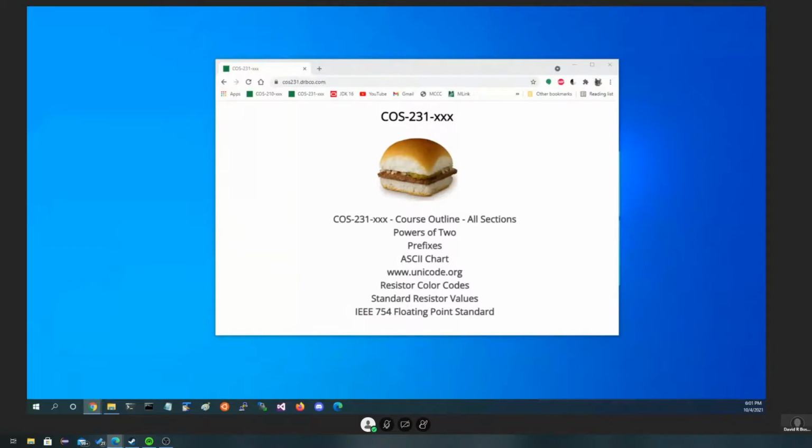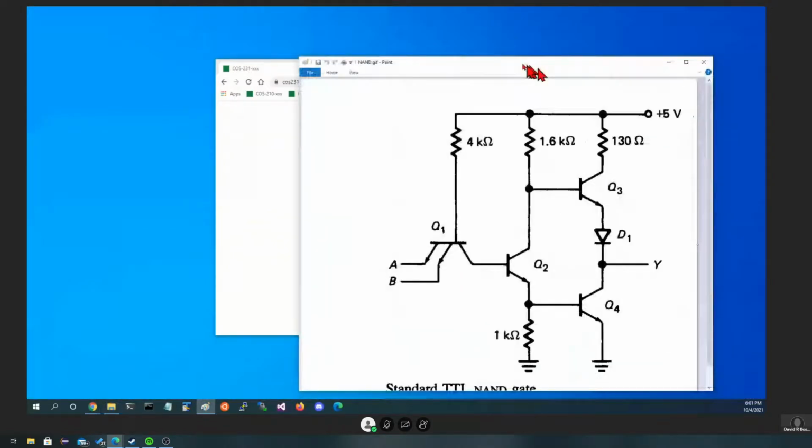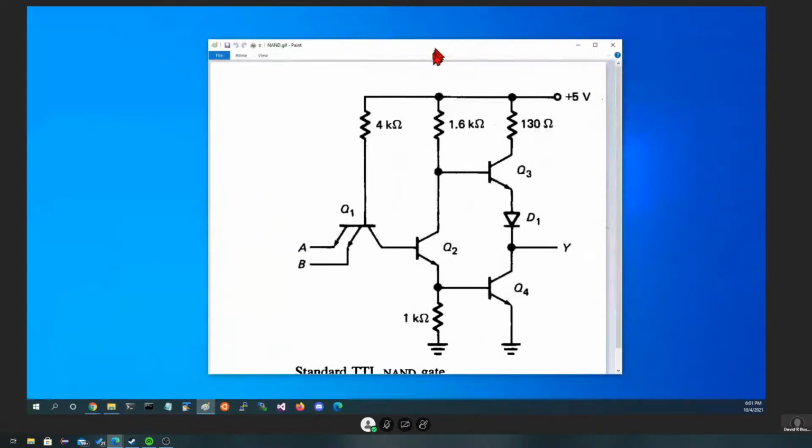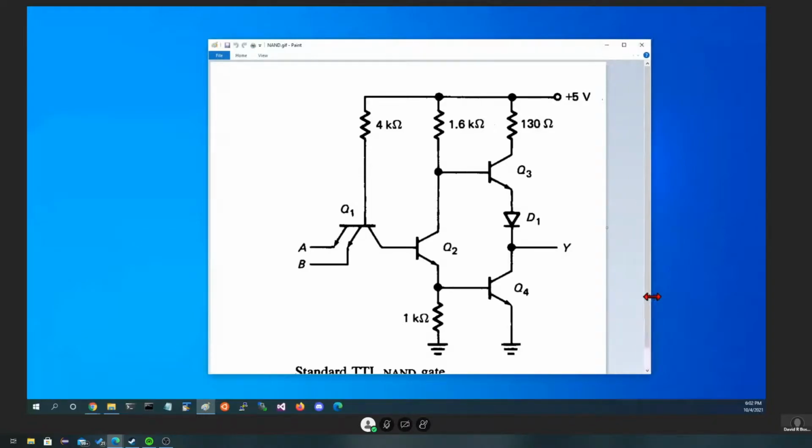Okay, let's grab one of these real quick. What's this one? And work our way through this one. So this is a standard NAND gate. Not very fancy, just TTL.